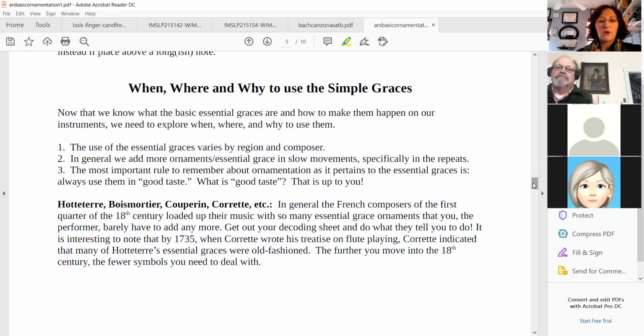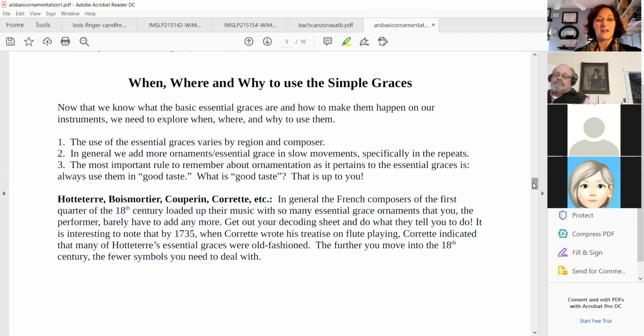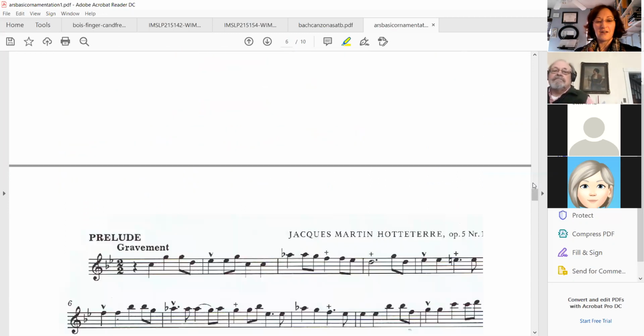All right, so Hotteterre, Boismortier, Couperin, and Corrette. In general, the French composers of the first quarter of the 18th century loaded their music up with so many essential graces that you, the performer, don't have to add any more. So get out your decoding sheet. They're going to tell you what to do. I mentioned that the Hotteterre treatise was written in 1712. By 1735, in Corrette's treatise on flute playing, he's already calling Hotteterre's symbols old-fashioned, and he's not using over half of them. So the further you go into the 18th century, the less intimidating this all gets.